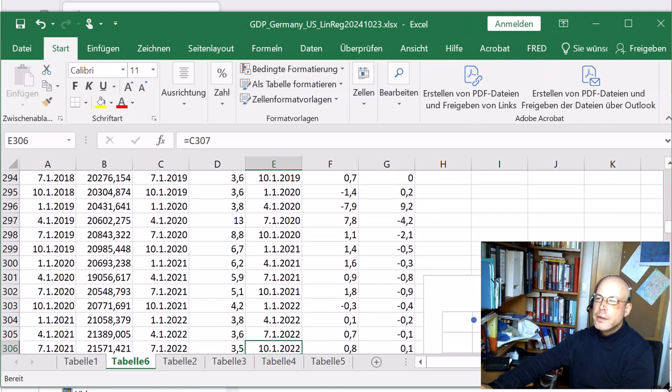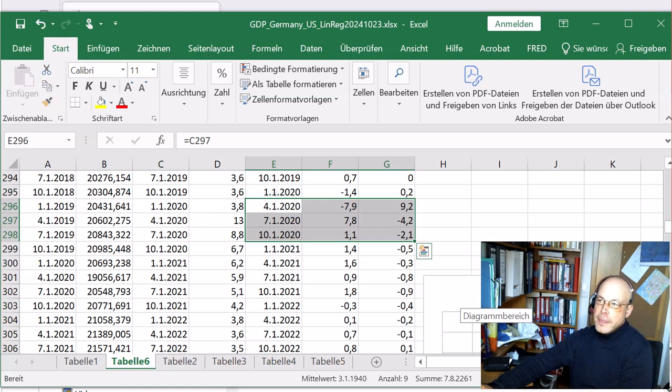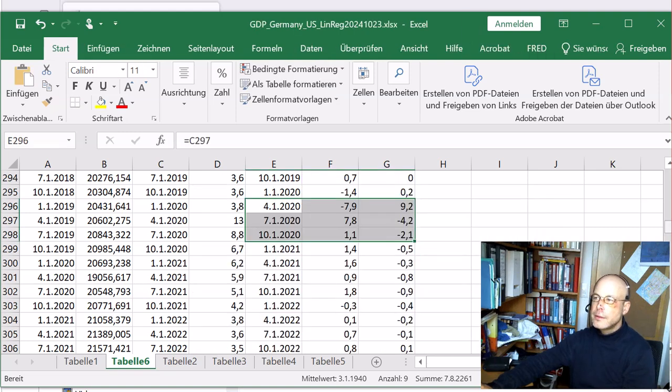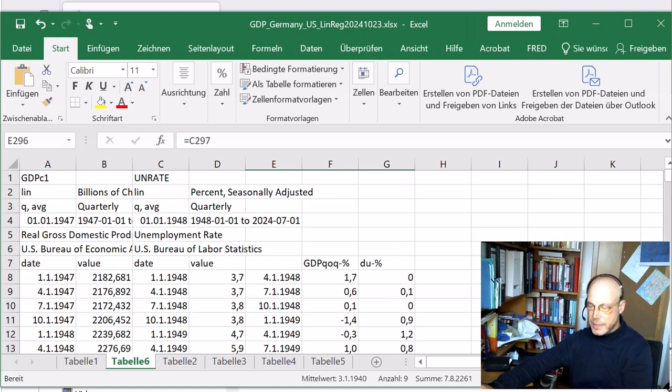Yeah, here you see it. These are the Corona times, and there you have these huge changes. A jump in the change of unemployment of 0.2 to 9, and a jump in growth rate of -1.4 to -7.2. Well, anyway, that's the data, and we have to deal with the data which we have.